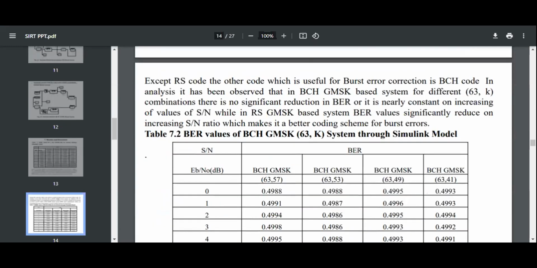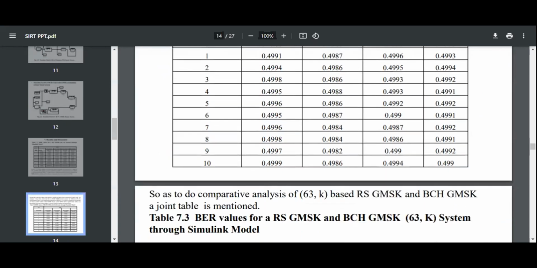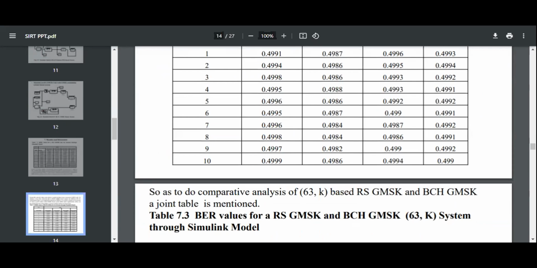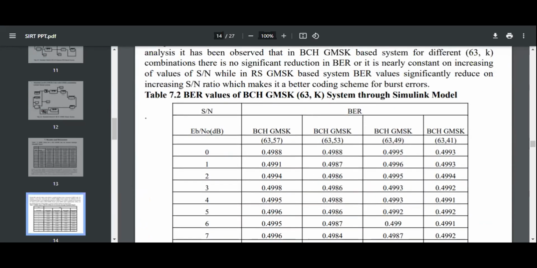But when we see BCH code, even if we reduce the coding rate or increase the parity symbols, we don't find any remarkable improvement in the bit error rate. Bit error rate is not reducing. This is the biggest drawback we have seen for BCH code. Hence, we came to the conclusion that RS is a better code as compared to BCH, particularly for burst error correction.